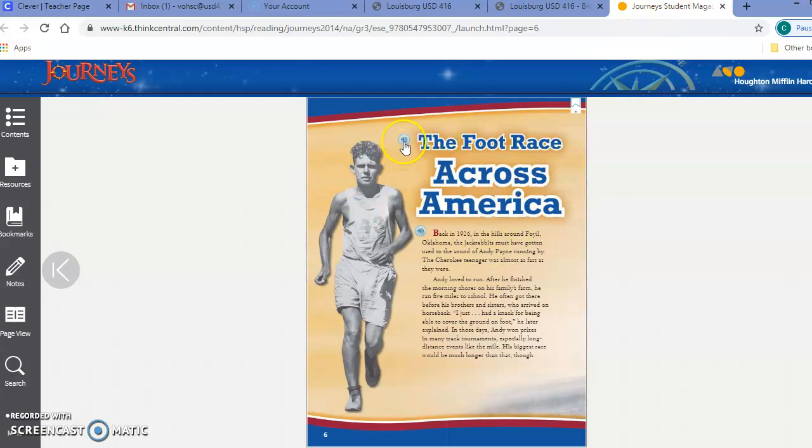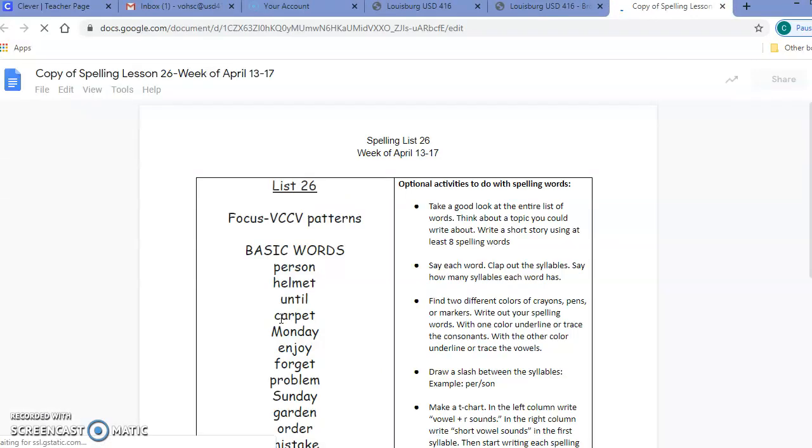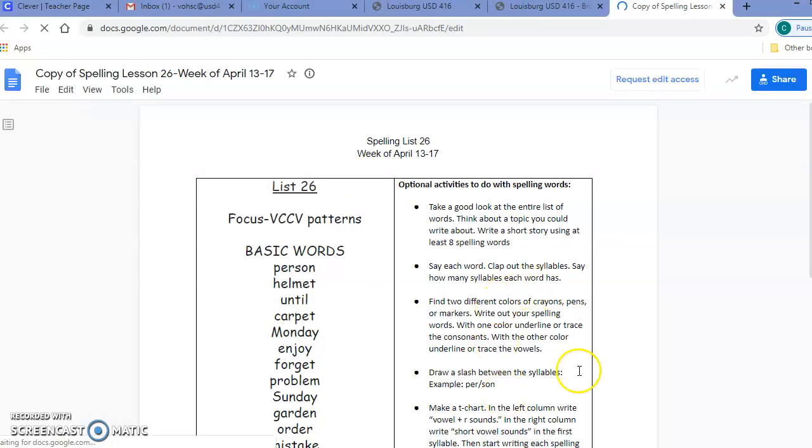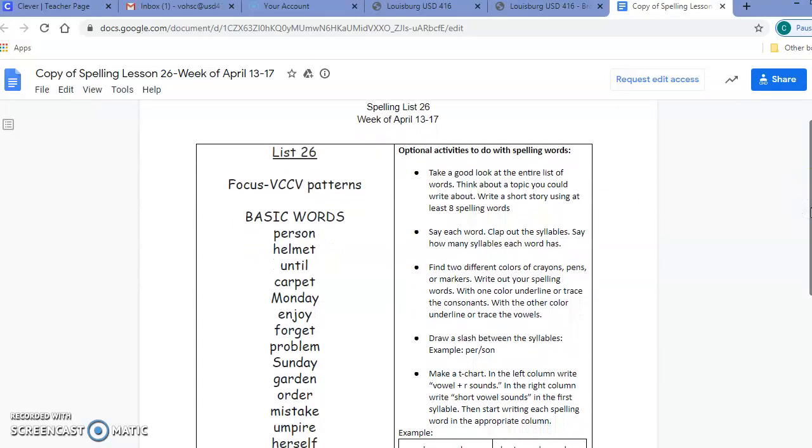You can listen to it by clicking the microphones or the speakers on it, or you can read it yourself, either way. Underneath of that is our spelling words for this week, and it also has some optional spelling activities you can do with each of the spelling words. This week's spelling words have that vowel, consonant, consonant, vowel pattern.